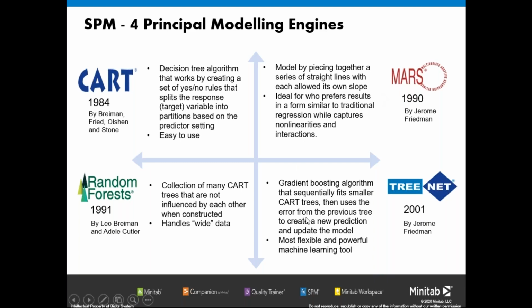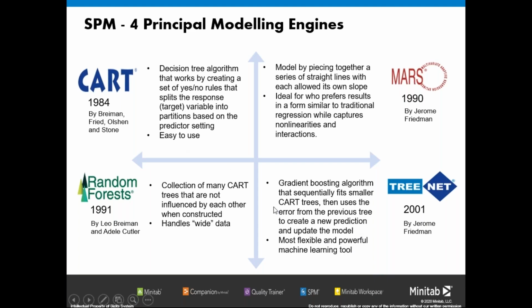Okay, and then we have another advanced model. The basic starting for the CART is what we call TreeNet. TreeNet is by a German firm. It's a gradient boosting algorithm that sequentially fits small CART trees and then uses the error from the previous tree to create a new prediction and update the model. This one is a more flexible and powerful machine learning tool.